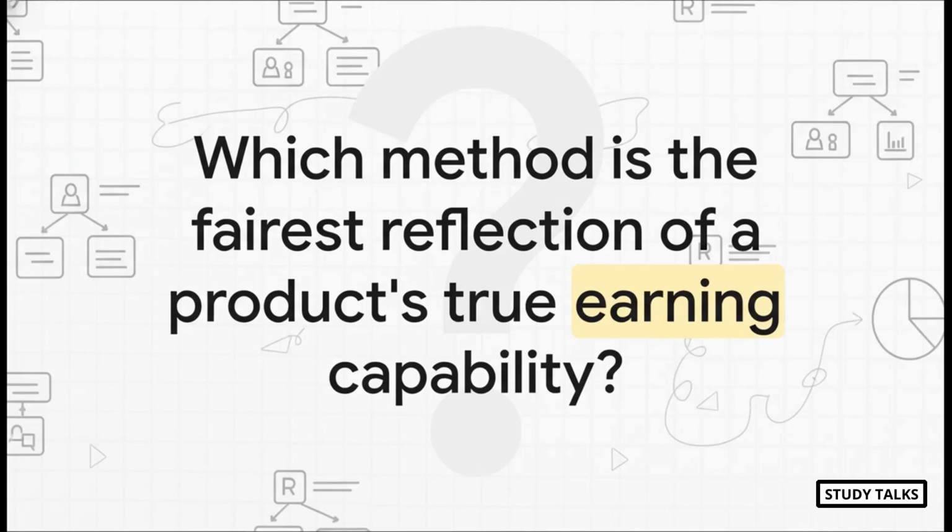So, to wrap things up, I'm going to leave you with a question to think about. Forget the formulas for a second. Which of these methods do you think gives the most fair, the most accurate picture of a product's real ability to earn money and absorb costs? Really understanding the why behind these methods, not just memorizing the how, is what separates a good answer from a great one. Think about it. All the very best for your exams.